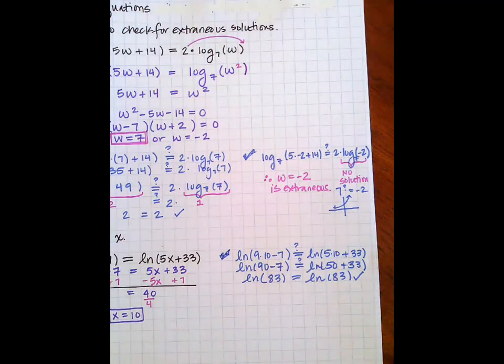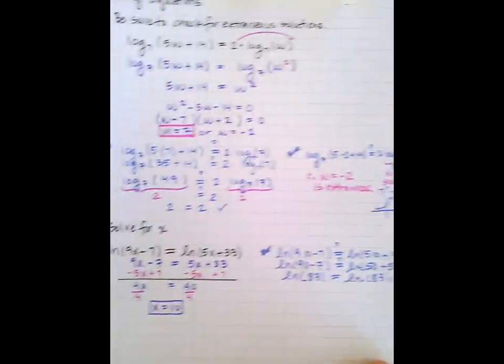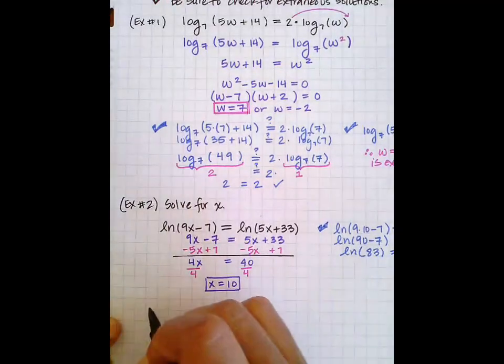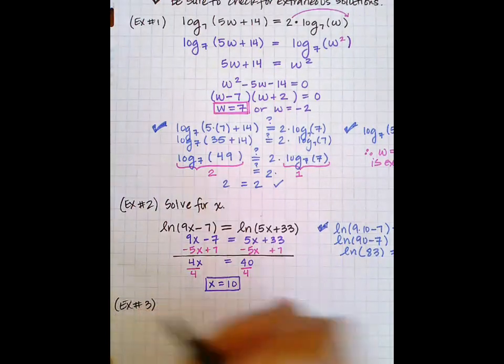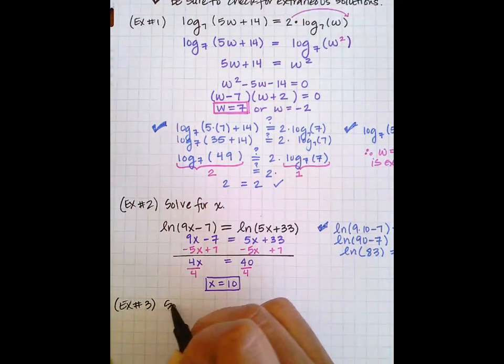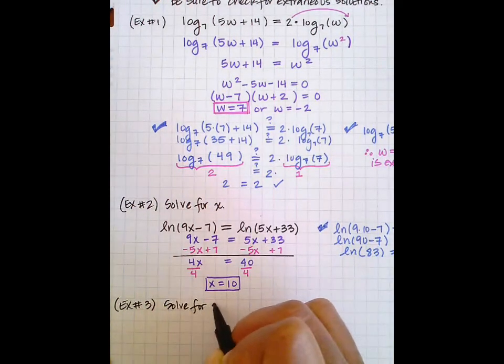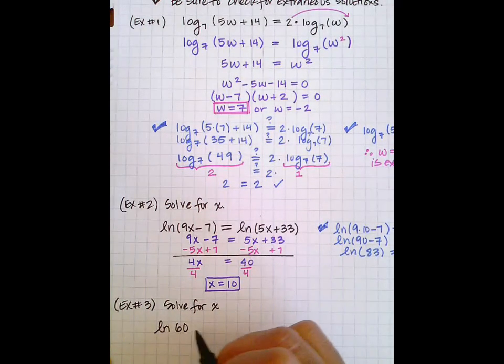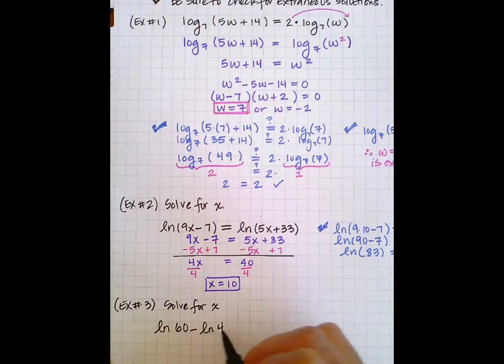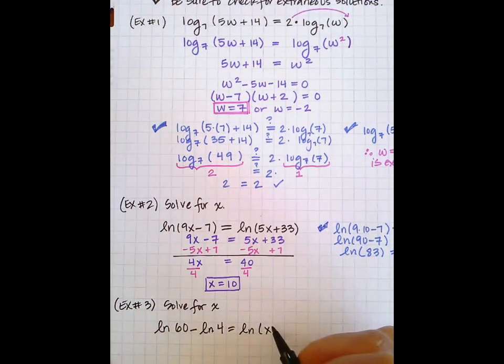The next example that we will go over will also be a natural logarithm problem. So the next example, I'll move over to the side here, is example number 3. All of these examples are solving for x. So again, if you're asked to solve for x, this time we've got the ln of 60 minus the ln of 4 equaling the ln of x squared plus 2x.